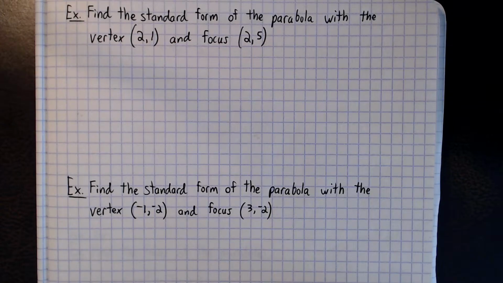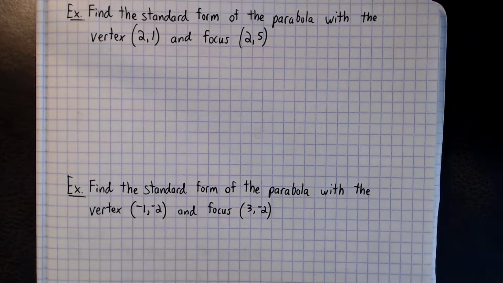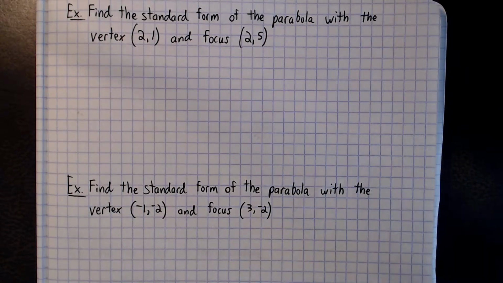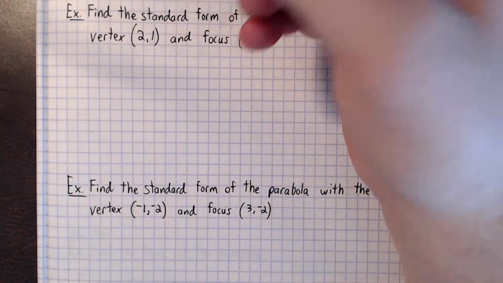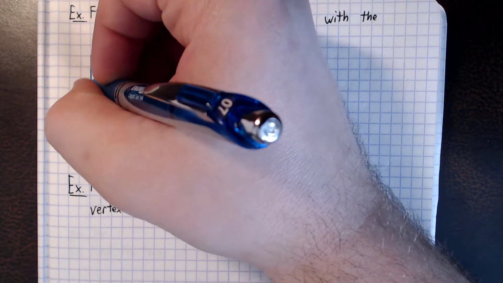Alright, first problem asks us to find the standard form of the parabola with a vertex 2, 1 and a focus of 2, 5. So first of all, let's see what we're dealing with here.